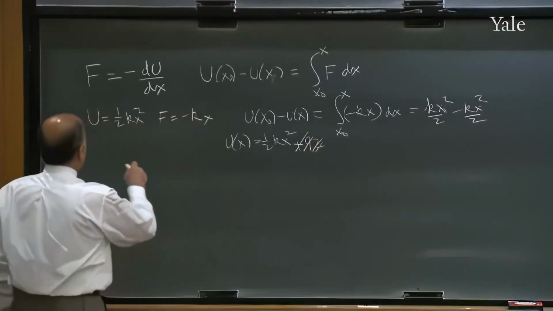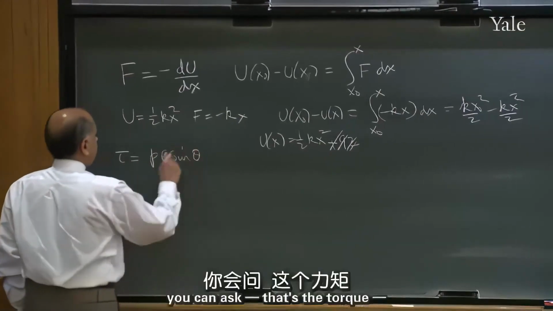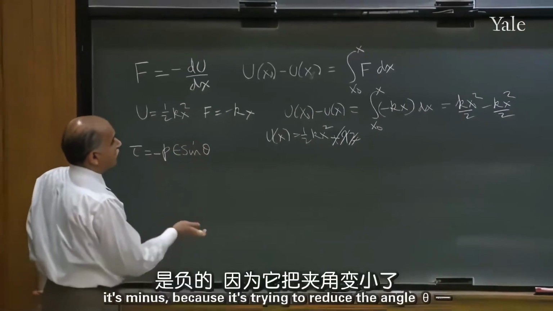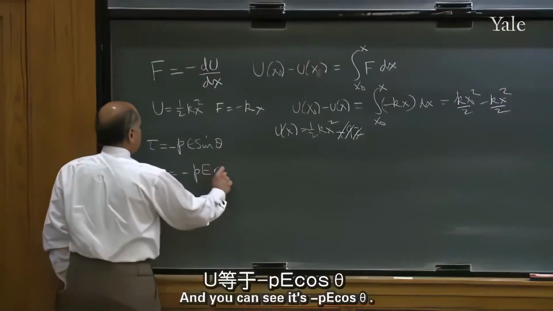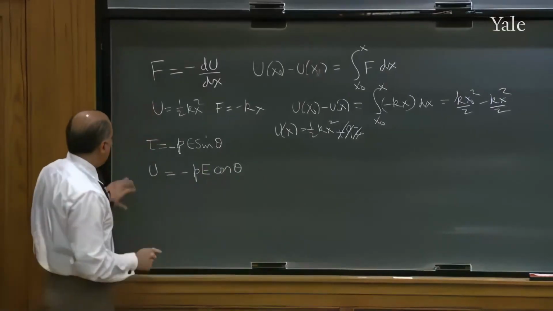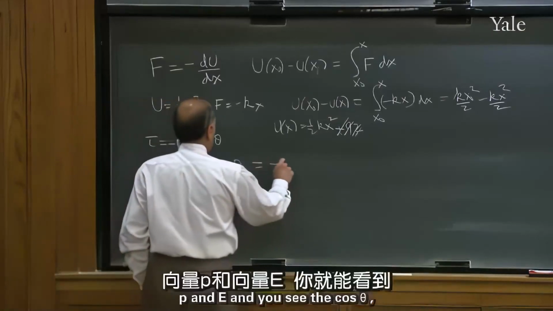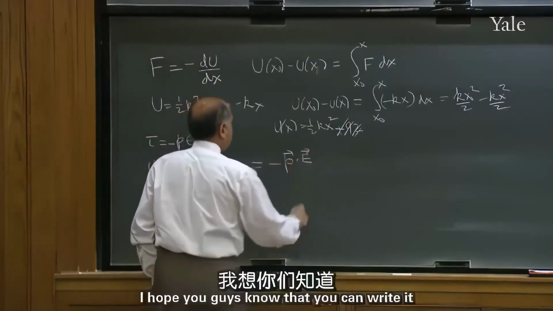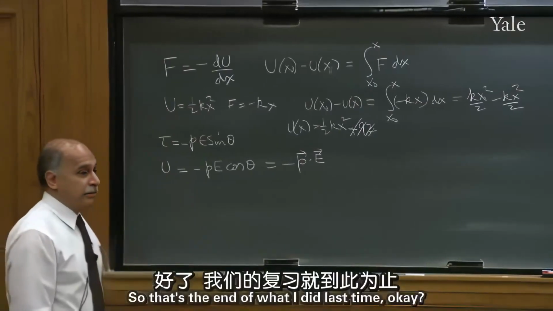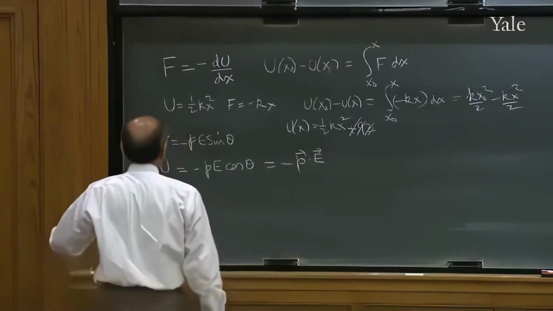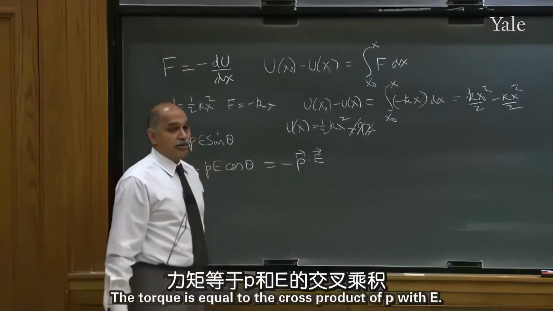Coming to our expression, if you had a torque, which is PE sine theta, you can ask, that's the torque. It's minus because it's trying to reduce the angle theta. You can ask what U leads to that, and you can see it's minus PE cosine theta. See that? Take the minus U and take the derivative, you'll get the torque. But if you've got two vectors P and E and you see the cos theta, I hope you guys know that you can write it as a dot product. So that's the end of what I did last time. Okay? The potential energy is proportional to the dot product of P with E. The torque is equal to the cross product of P with E.